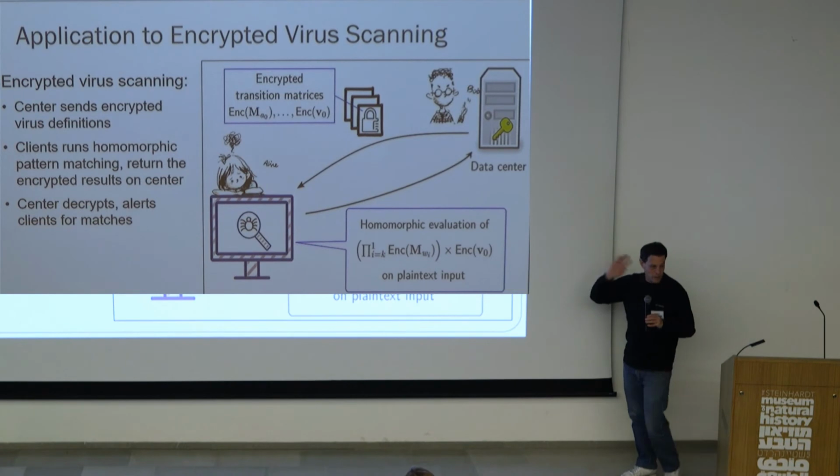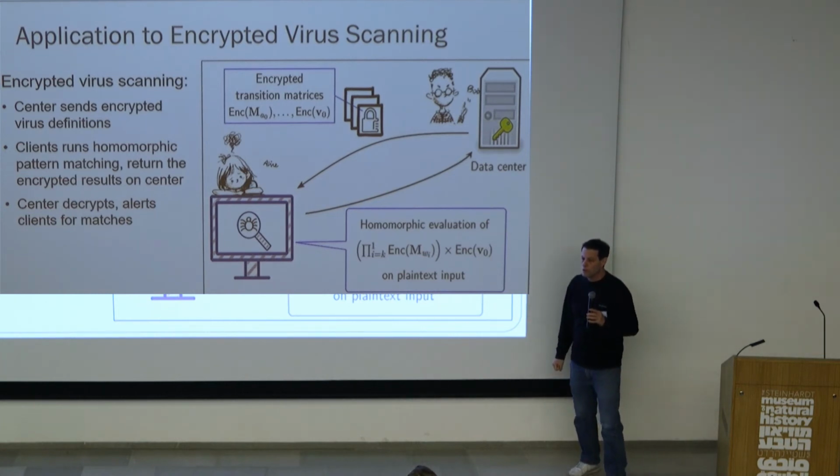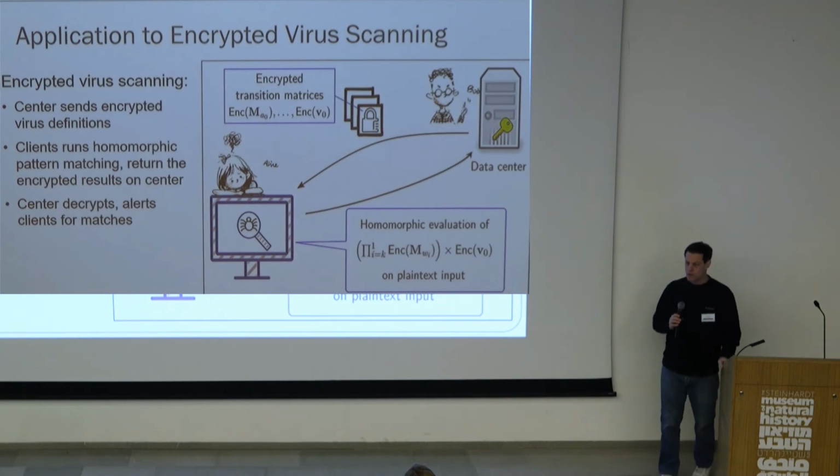And the architecture we had in mind is this. Instead of sending the virus definitions, I'm going to send an encrypted version of the virus definition. The client will take their plain text files, match them against the encrypted definition, get an encryption of the result, this no match result, and send that encrypted result back to the center. The sender will decrypt, and then the center will know whether you have a virus or not. And if you do have a virus, well, then there's something you need to do. But at least the part of discovering, you don't have to expose your virus definitions for that.